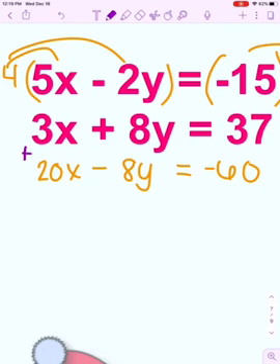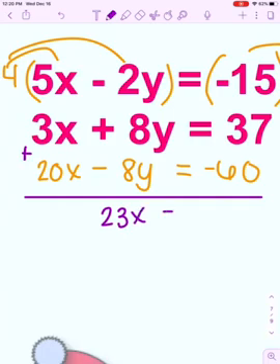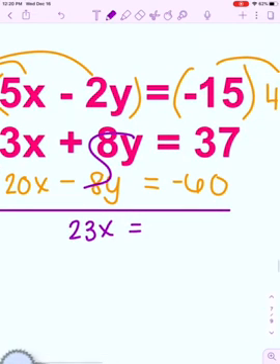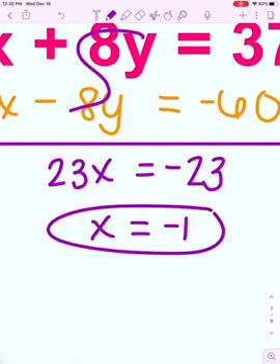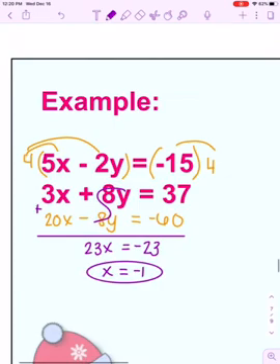Okay? And now you've got matching numbers and opposite signs, so you add them together. So 3x plus 20x is 23x. 8y minus 8y is gone. And then negative 60 plus 37, or 37 minus 60, however you want to look at it, is negative 23. And then divide. So negative 23 divided by 23 is negative 1.